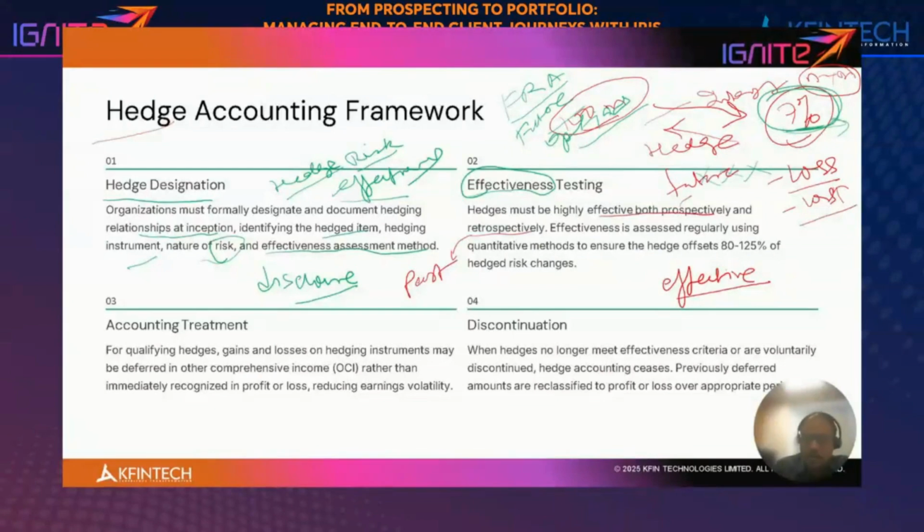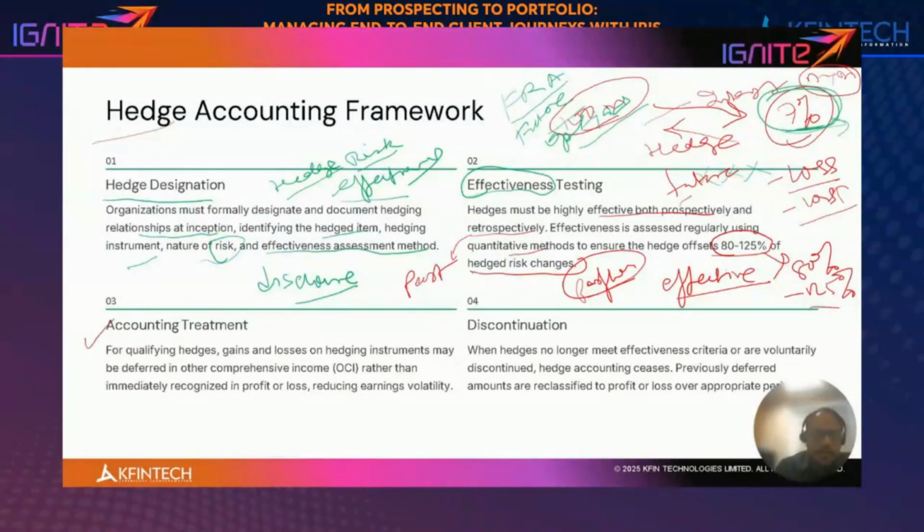It is regularly assessed using quantitative methods to offset 80 to 125% of hedged risk changes. That means your hedge effectiveness should be at least within the 80% to 125% range of your portfolio exposure. So at least that should be your effective hedge. Then what is the accounting treatment?